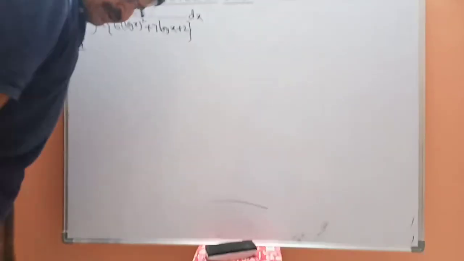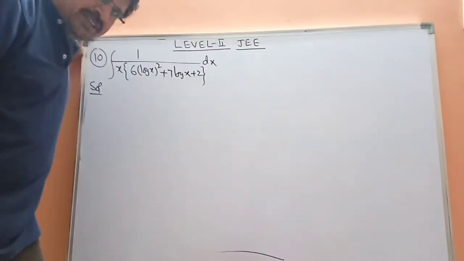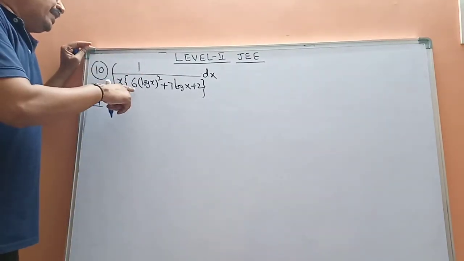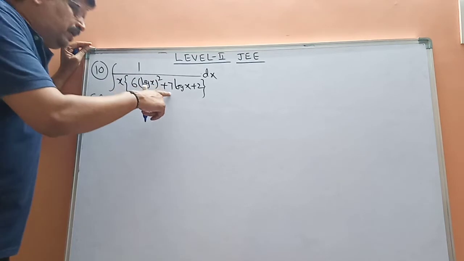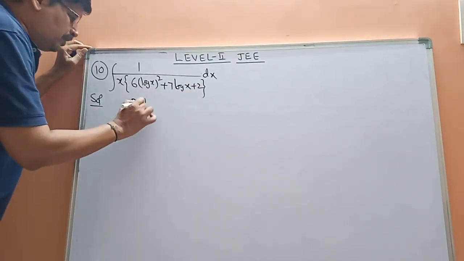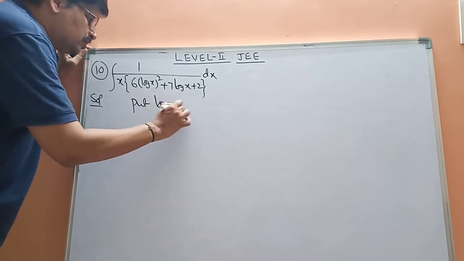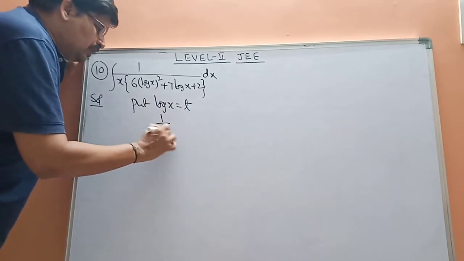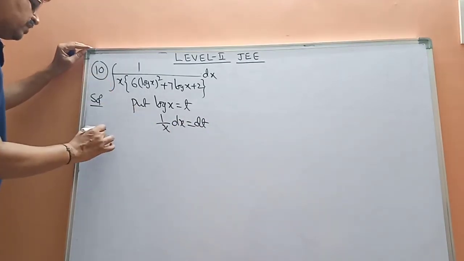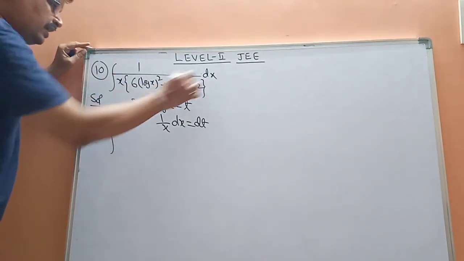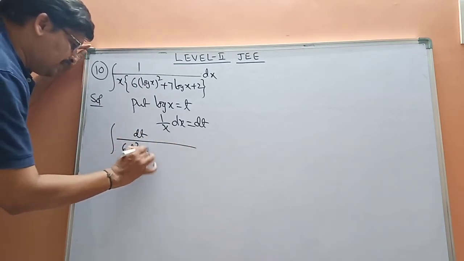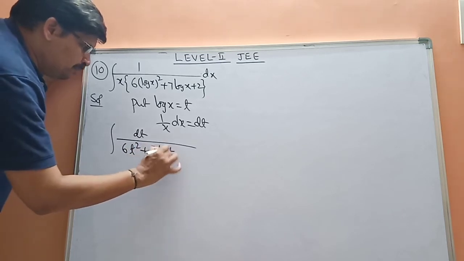Listen. Okay students, the next problem is here. The problem is the integral of 1 by x into (6 (log x) whole square plus 7 log x plus 2) into dx. How to solve this problem? Put log x equals t, the derivative of log x, 1 by x dx, equals dt. Substituting these values here, 1 by x dx equals dt by 6t square plus 7t plus 2.